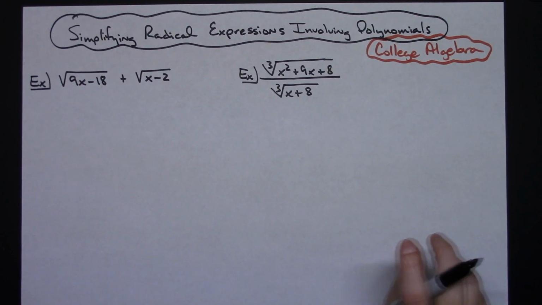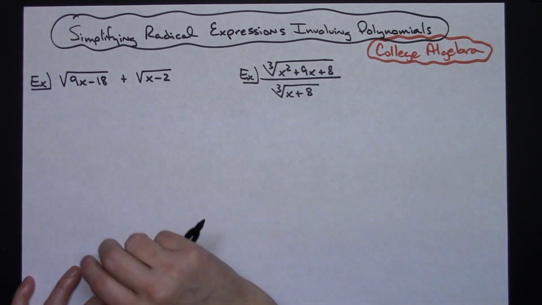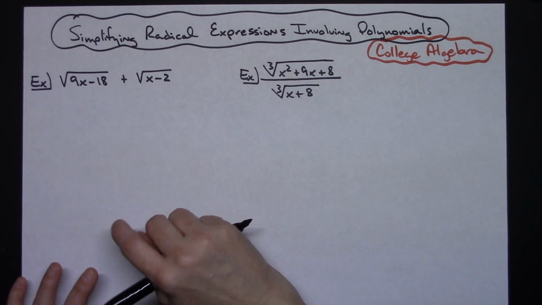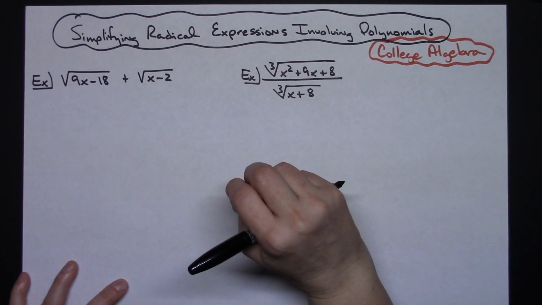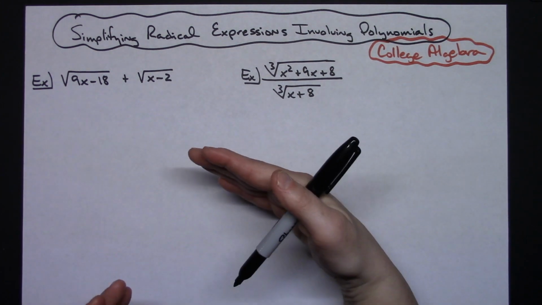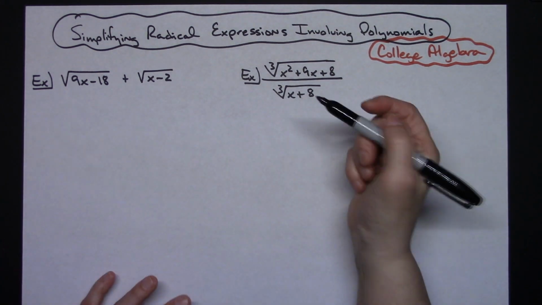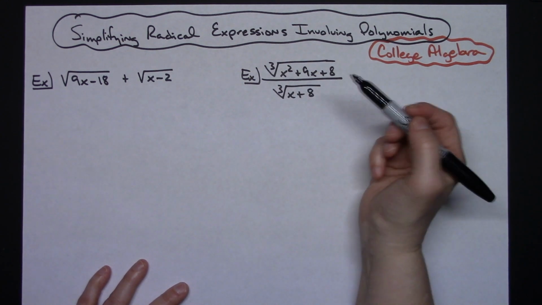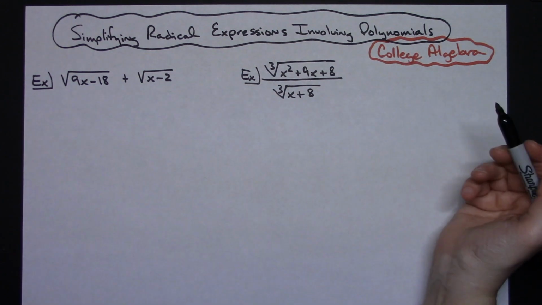In this video, I'm going to be working with some radical expressions that involve polynomials. Generally this is going to occur probably in a college algebra level course. You first get introduced to simplifying your radicals, either adding, subtracting, multiplying, or dividing. Could even possibly be higher level roots other than just square roots. And then they start introducing polynomials.